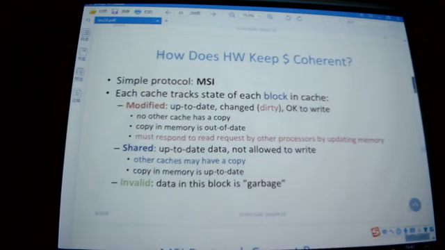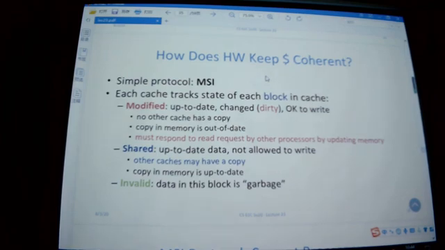Okay, we can see how hardware keeps caches coherent. The simple protocol is MSI. MSI has three states. One is modified, one is shared, one is invalid. So MSI is one of the first protocols, with three states.